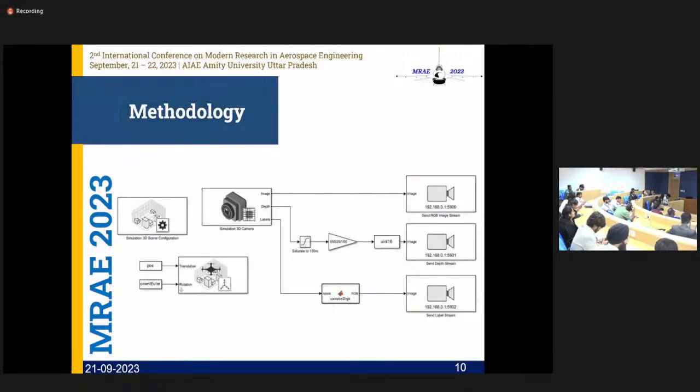Now, the actual representation of the flowchart in MATLAB and Simulink. This is the one which we have used for thermal sensing, and we have employed the simulation with the help of the MATLAB software and Simulink. We have created a simulation of a 3D scene where we have placed our drone and put up the 3D camera. And on top of that camera, we've tried to give the output with the help of the RGB image stream and the depth stream. With the help of that, we are able to get the resultant output.